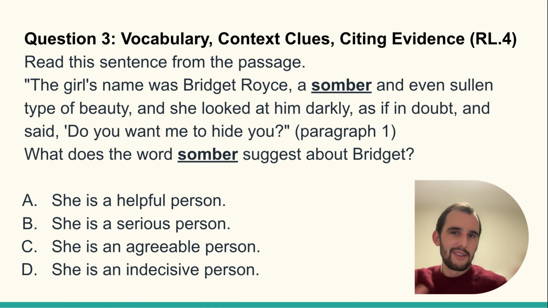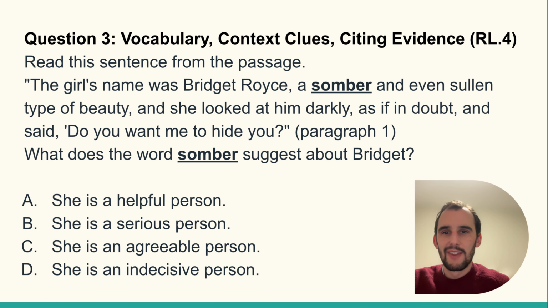But for all of the reasons that we talked about earlier, about somber meaning kind of serious, intense, sullen meaning similar, kind of sulky, pouty, brooding, and looking at him darkly, looking at him intensely, and then trying to figure out his character as if in doubt. All of these should point us to the correct answer option, which is B, that she is a serious person. And serious is the closest synonym, it's the closest in meaning to the word somber.